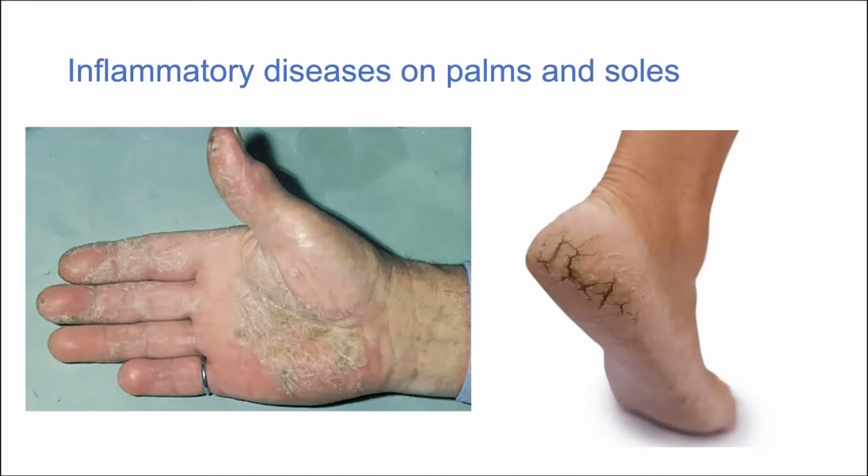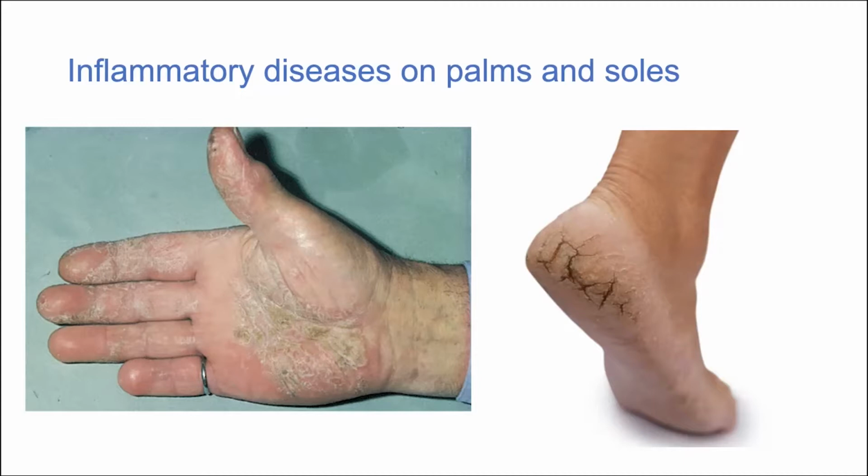So here are two typical presentations of inflammatory diseases on palms and soles. On the left-hand side, the diagnosis is not trivial. You can consider psoriasis. It could be also lichen planus. It could be a chronic eczema. So the diagnosis of these conditions can be very difficult.